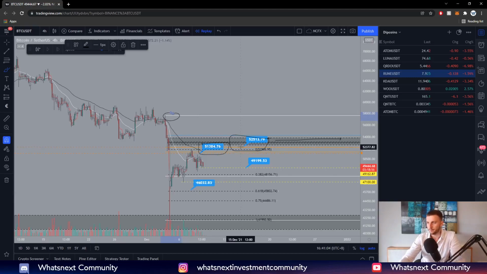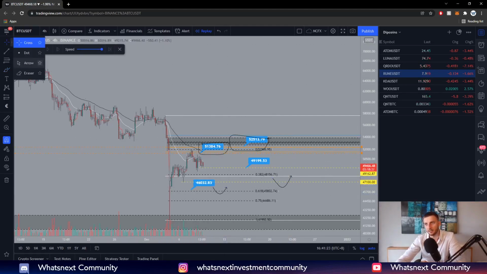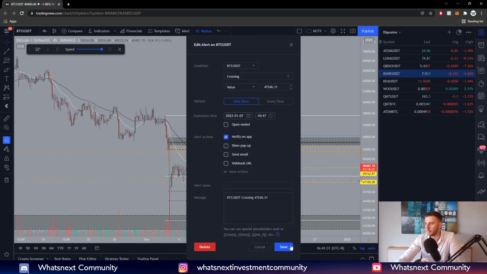Okay, so 51,400, 52,500 until 54,000. This is the entire zone I'm looking at because that's where the confluence points are. And I'm looking at 47,100 and 46,000. So I have one alert placed at the high over here, 51,400, if we start to break it, and I will just move this alert slightly above, and that's it.